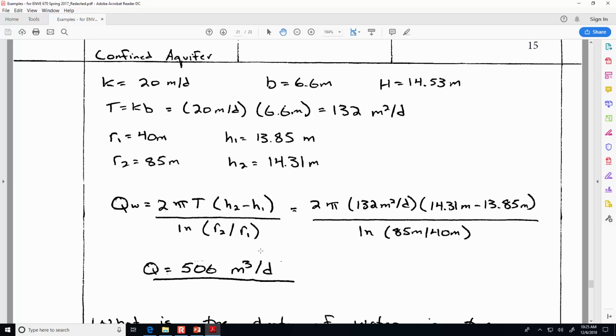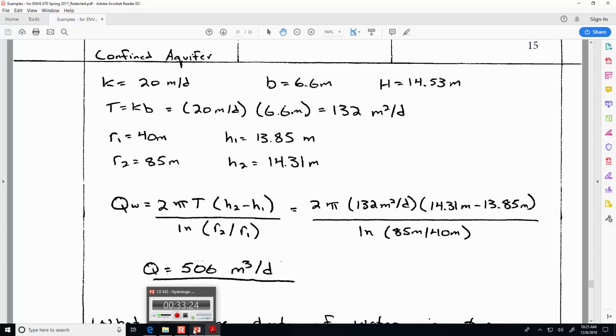And the convention is that location 2 is always the one that's further away. So that's where the radius is 85. And then the drawdown is less at location 2, because the further away we get from the well, the smaller the drawdown is. And so the height is going to be closer to that original water surface height. The original piezometric surface was up to 14.53 meters of depth before pumping started. So this well is really producing 506 cubic meters per day.